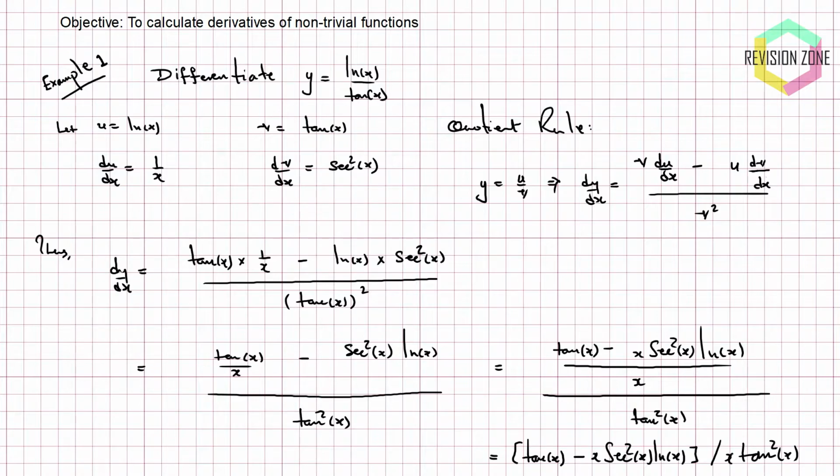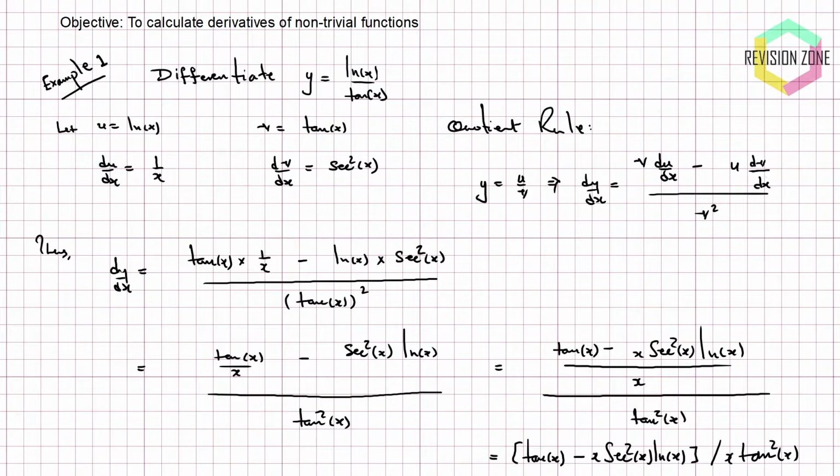So let's think about example one. This is a fairly standard quotient, obviously. We've got log x in the numerator and tan x in the denominator. I should say that this function is only defined for values of x for which tan x is not 0. But just for convenience, I'm taking that to be an implicit fact and not stating it explicitly.